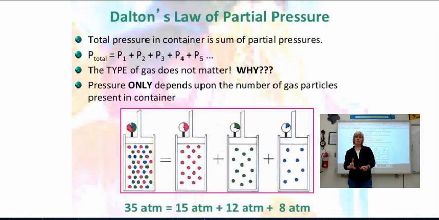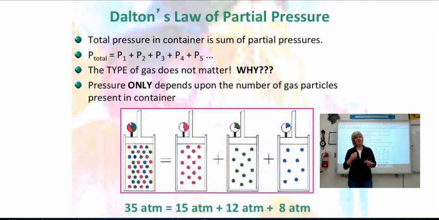Dalton's law of partial pressure tells us that the total pressure in a gas container is the sum of the partial pressures of each of the gases that are present. So we can say that the pressure total is equal to the pressure of gas 1 plus the pressure of gas 2 plus the pressure of gas 3, etc., however many gases you have. It doesn't matter what type of gas is present.